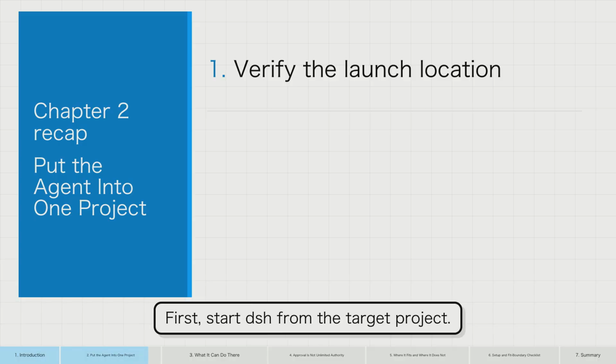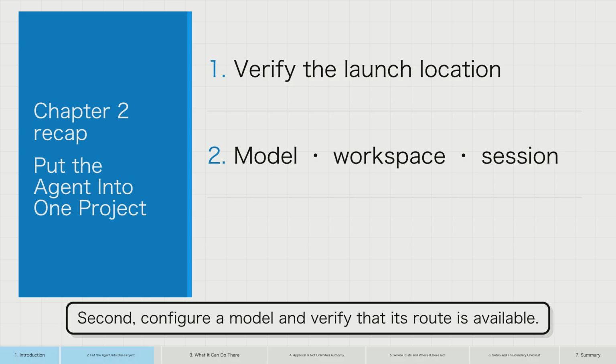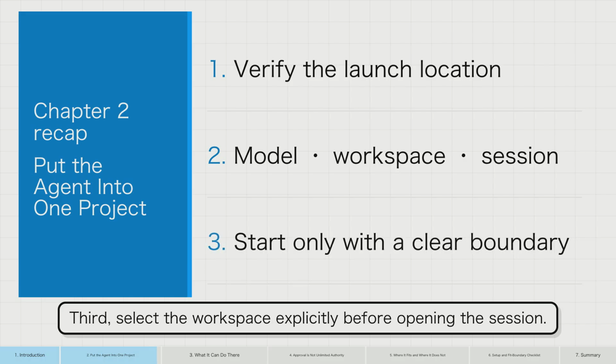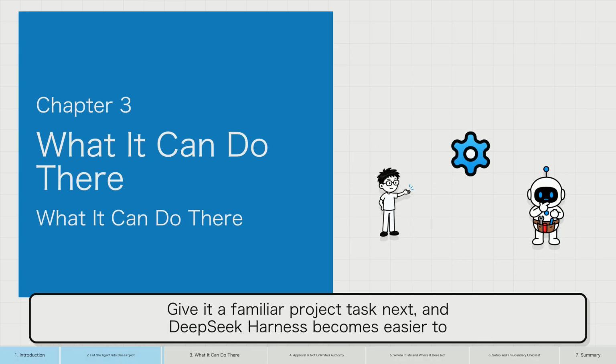Chapter Recap. First, start DSH from the target project. Second, configure a model and verify that its route is available. Third, select the workspace explicitly before opening the session. Give it a familiar project task next, and DeepSeek Harness becomes easier to evaluate.